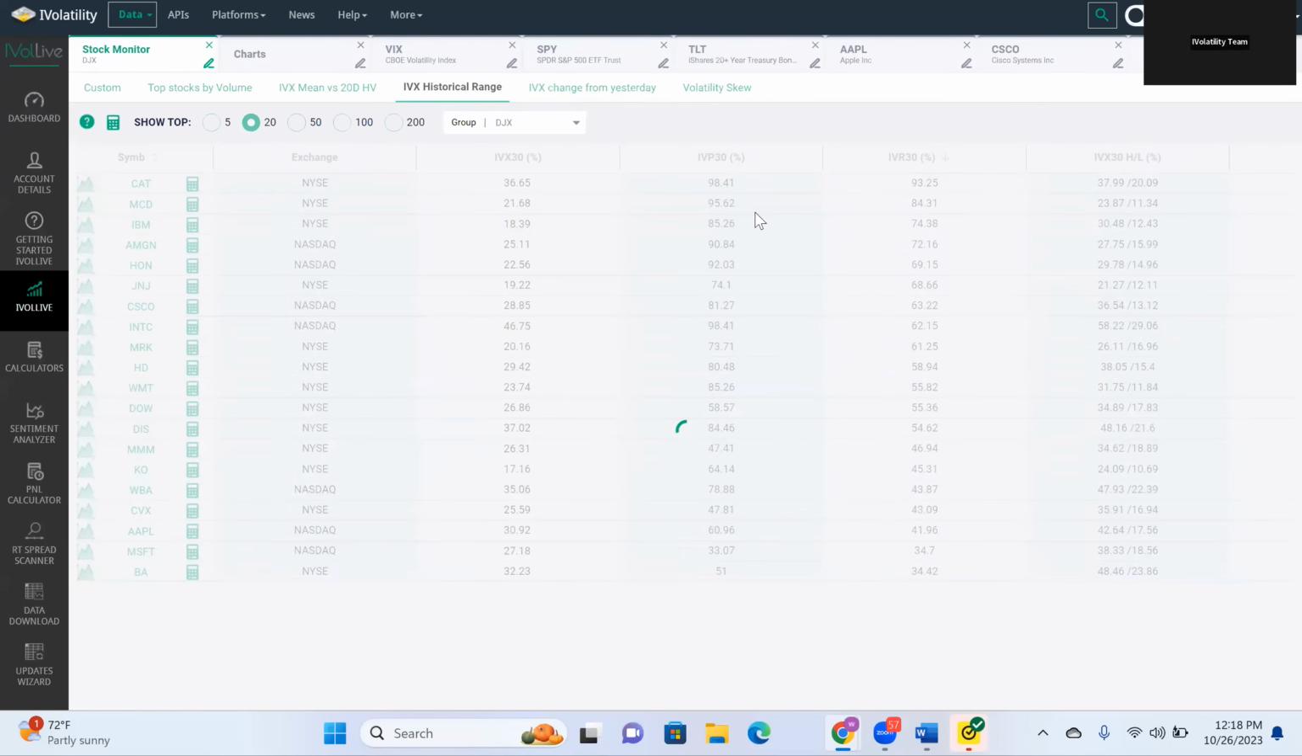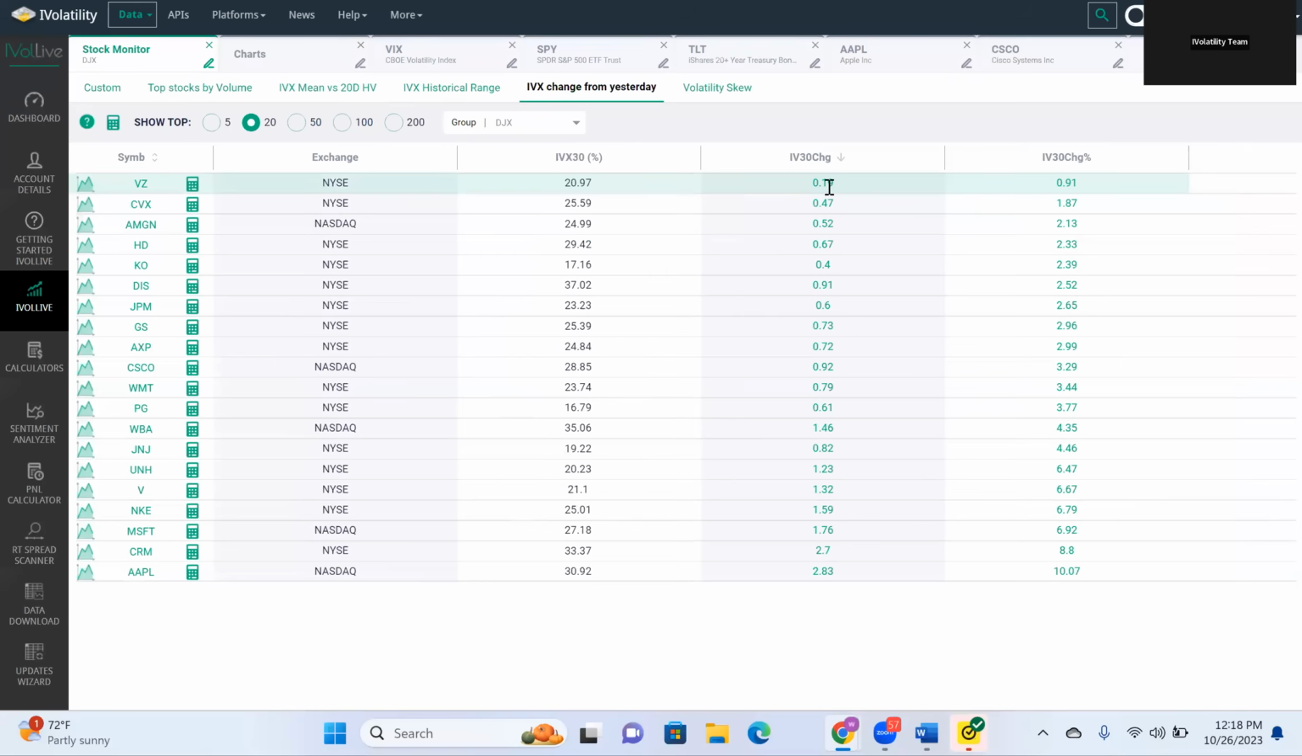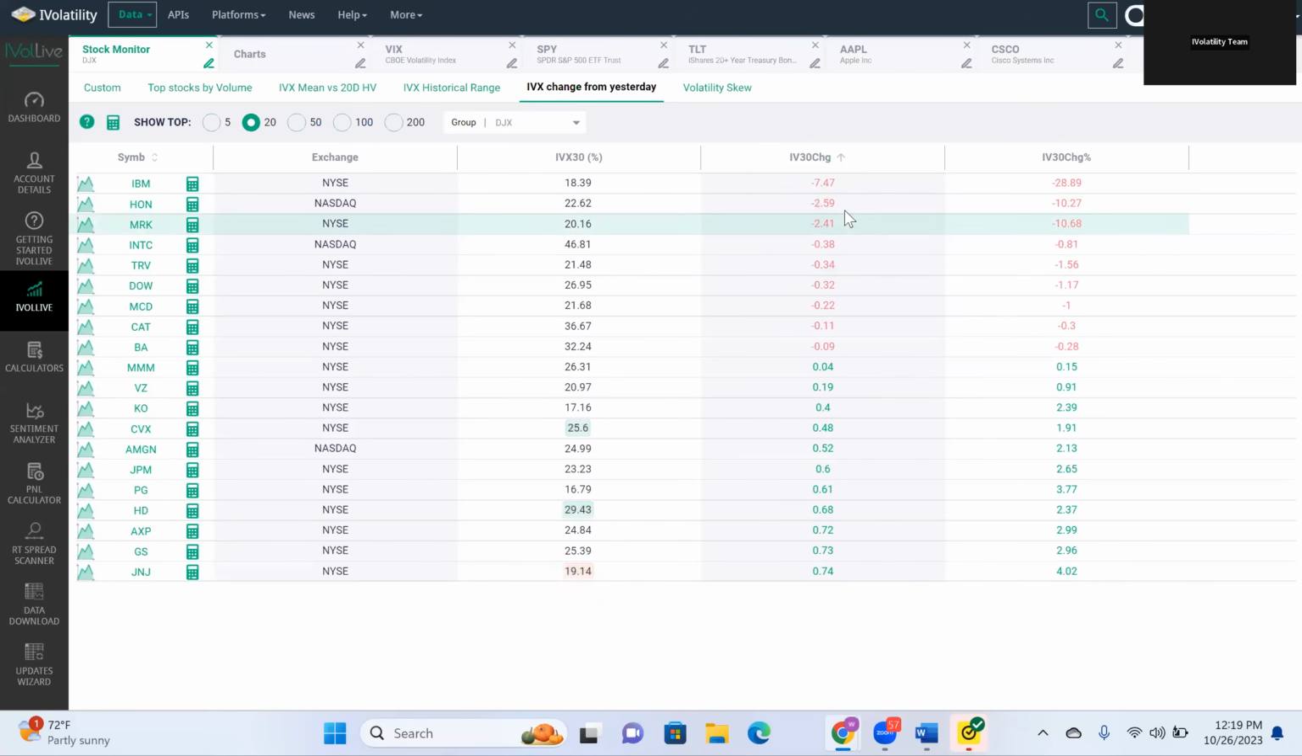IVX change from yesterday. This is measuring where the action is right now, today, as we speak, day over day. And so here within the Dow, we could see Verizon has had, let's flip this upside down.